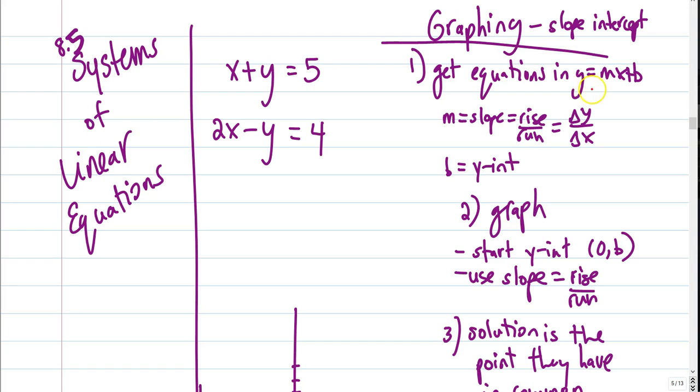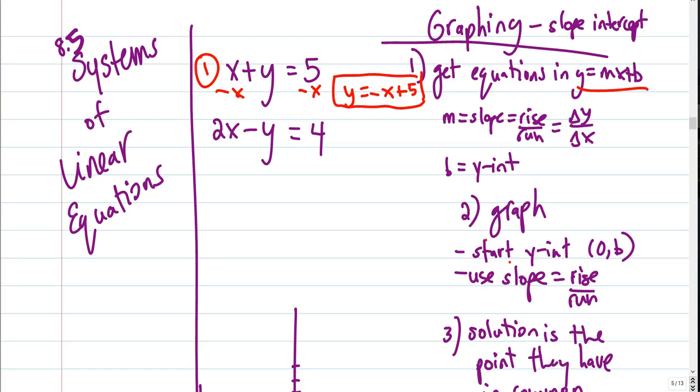To graph it, I need each equation in y equals mx plus b. Neither of these is in that form. So let's take our first equation, and let's get y equals. It wasn't too bad. We have y is equal to negative x plus 5. That is ready to graph.